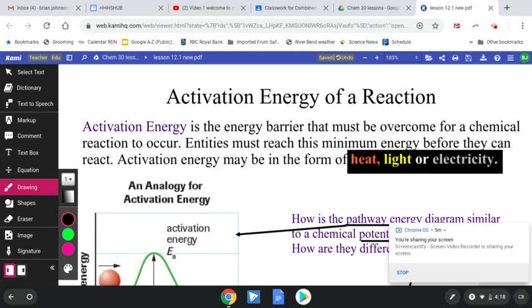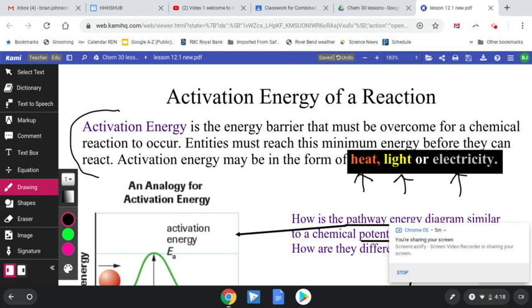So again, in your notes on page 138, if you pause the video, you can put down this definition for activation energy. And those of you who are auditory learners, activation energy is the energy barrier that must be overcome for a chemical reaction to occur. The entities must reach this energy or no reaction occurs. And we can add that energy in the forms of heat or light or electricity.